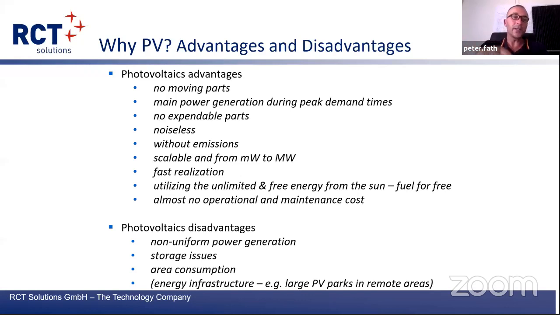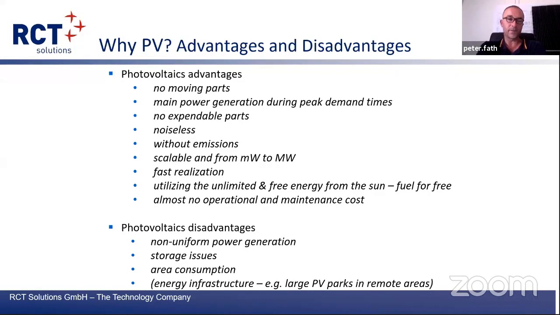As you know, the energy comes free. The sunshine is free. That is another good thing, the fuel is free of charge. We don't need coal, we don't need uranium, it's free of charge. And we nearly need no operational and maintenance cost.